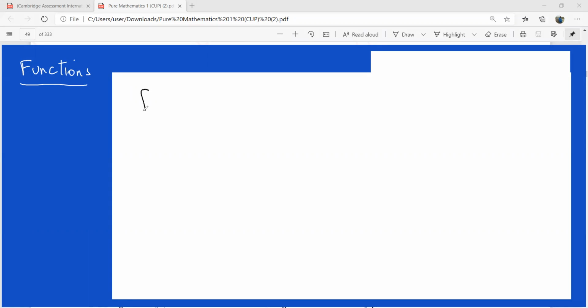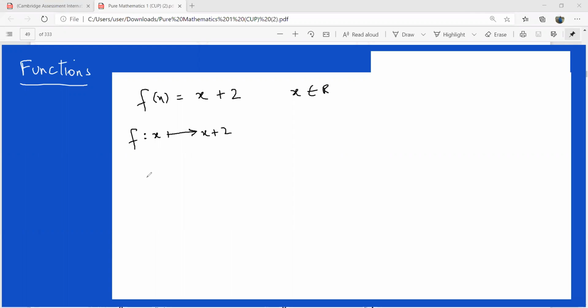This function f of x, now suppose there is a linear function, taking a very easy example, for all real values of x. This can also be written as f is a function that maps x onto x plus 2. So these both mean the same. If f of x is equal to x plus 2, then I read it like this: f maps x onto x plus 2.